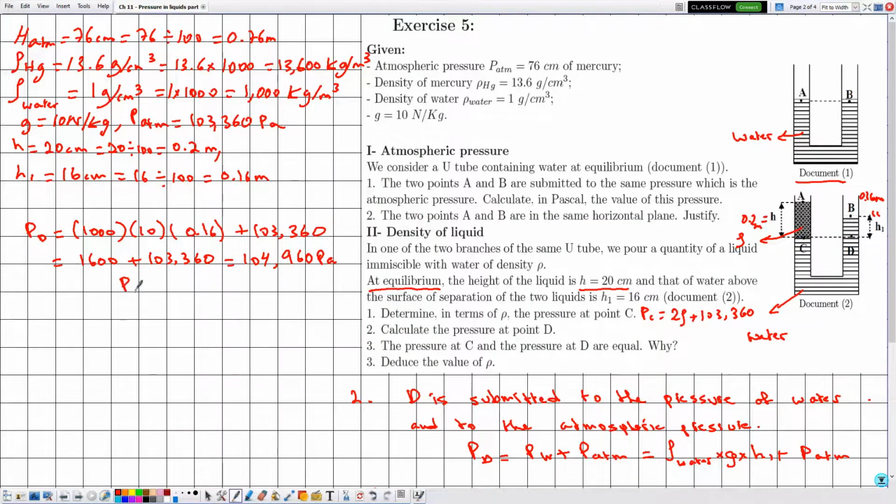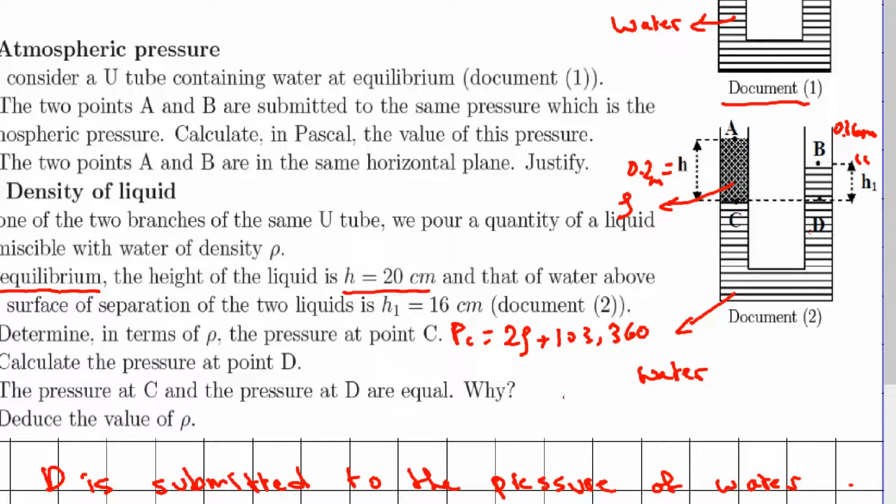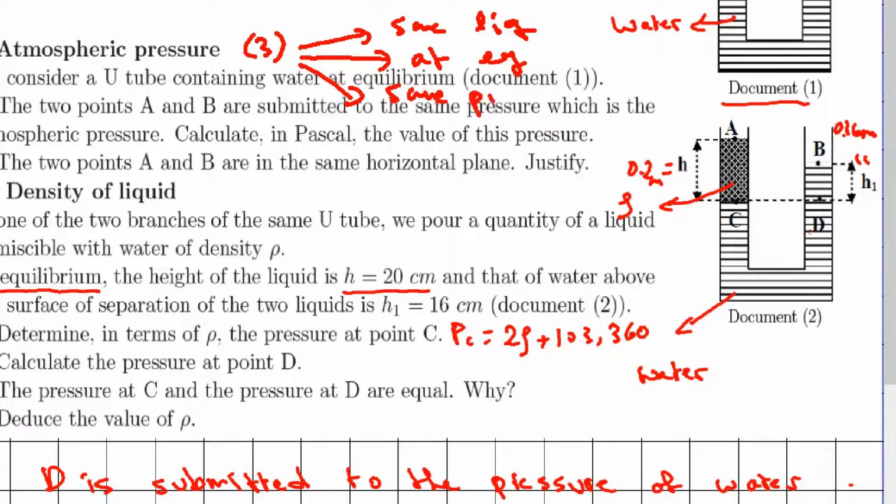So the total pressure at the point D is given by 104,960 Pascal. And now in number 3, the pressure at C and the pressure at D are equal. Why? The pressures at the points C and D are equal, and this can always be justified using the rule of 3, which is given by same liquid at equilibrium, and either we say same pressure or same horizontal level.